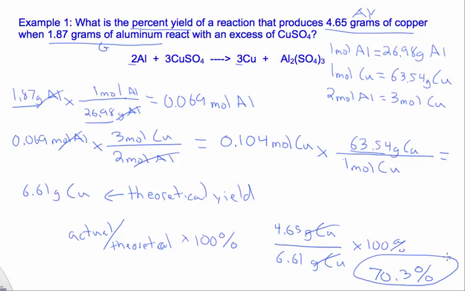So this reaction made 70.3% of what it should have. Doesn't seem like a lot, but that's actually a pretty decent yield for a real life reaction.